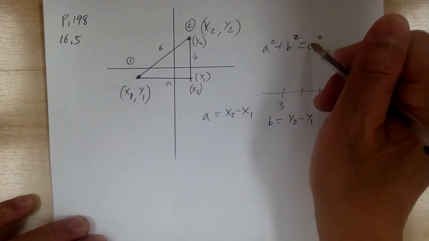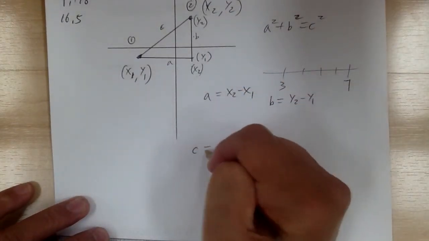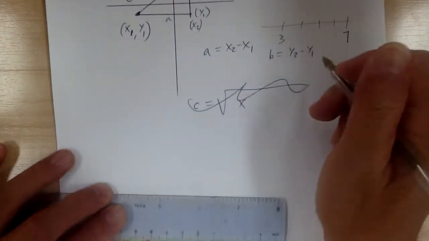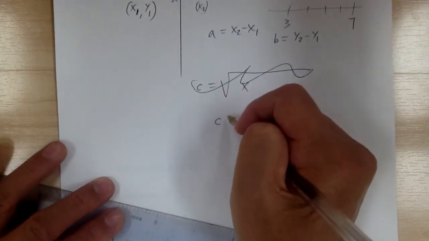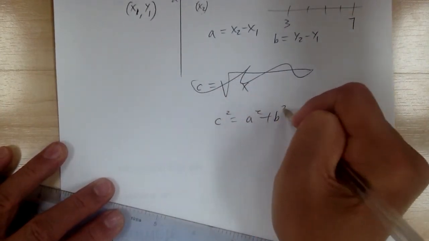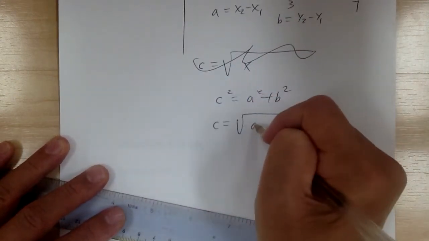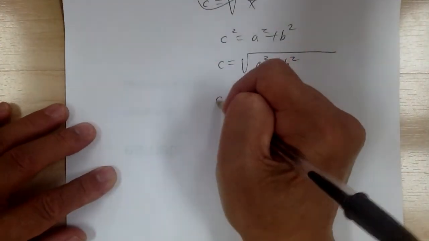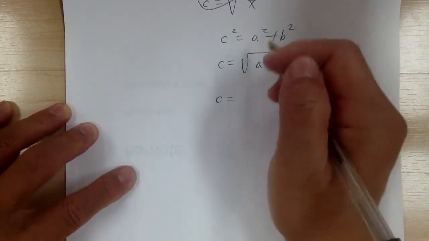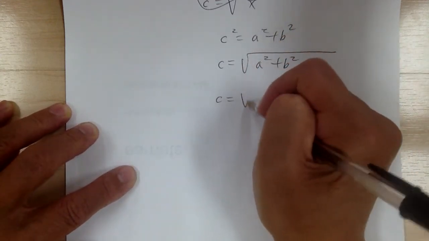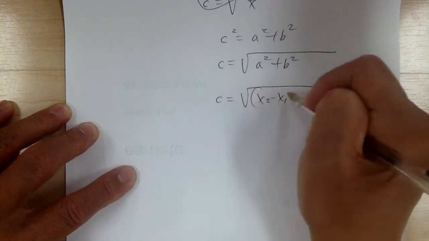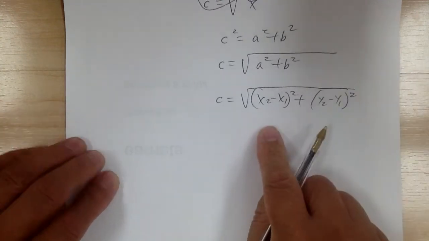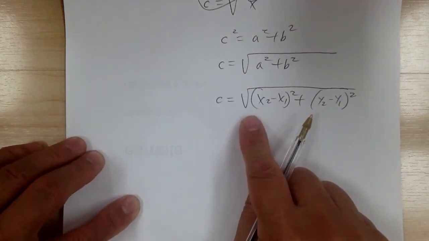And so if you apply this in here, then you take the square root. Let's do one step at a time. So c squared equals a squared plus b squared. Take the square root, so c equals the square root of a squared plus b squared. And you substitute this into here. So the c, or the distance, will equal the square root of x2 minus x1 squared plus y2 minus y1 squared. And that's your distance formula using the Pythagorean theorem.